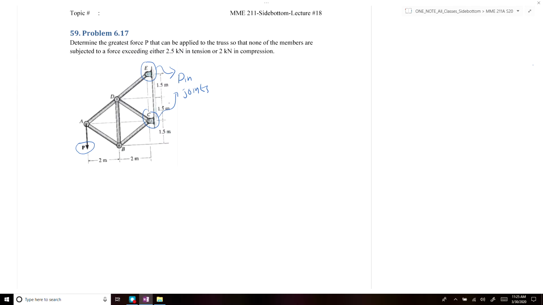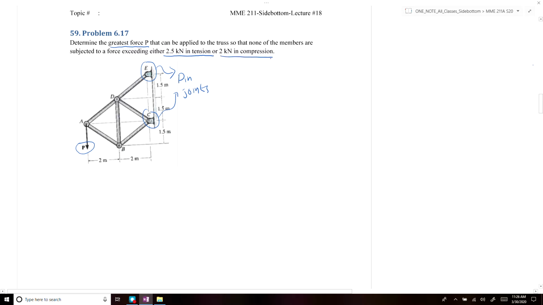All right. So what we're asked in this problem is to determine the greatest value of P that may be applied to the truss, so none of the members are subjected to forces that exceed 2.5 kilonewtons in tension or 2 kilonewtons in compression.